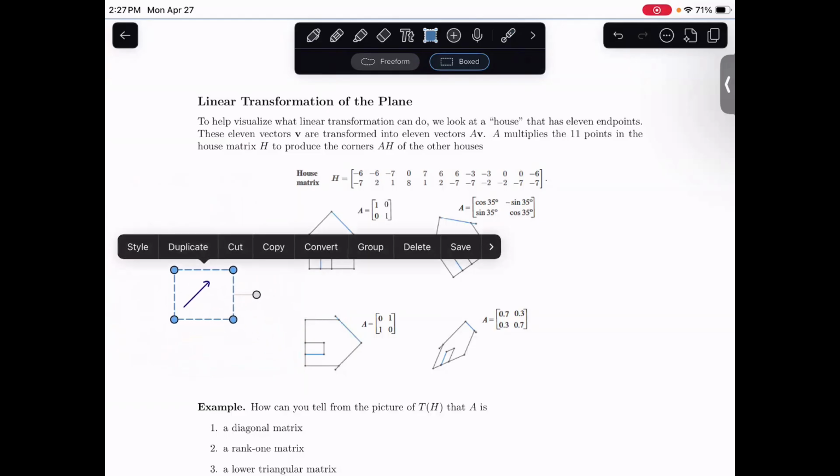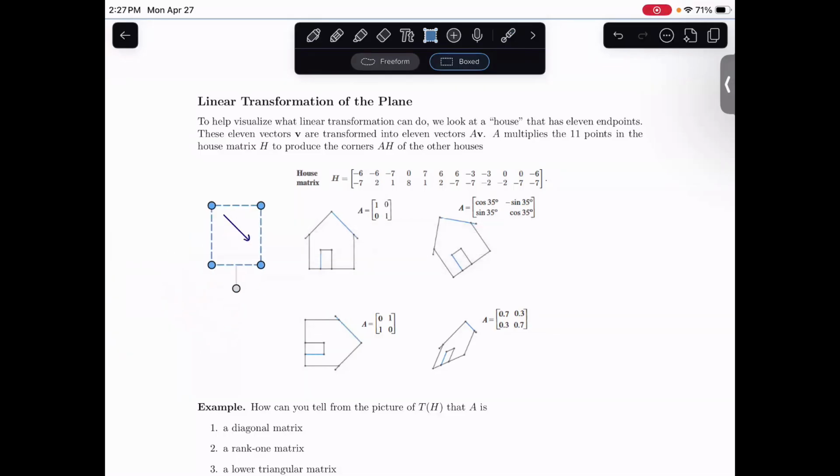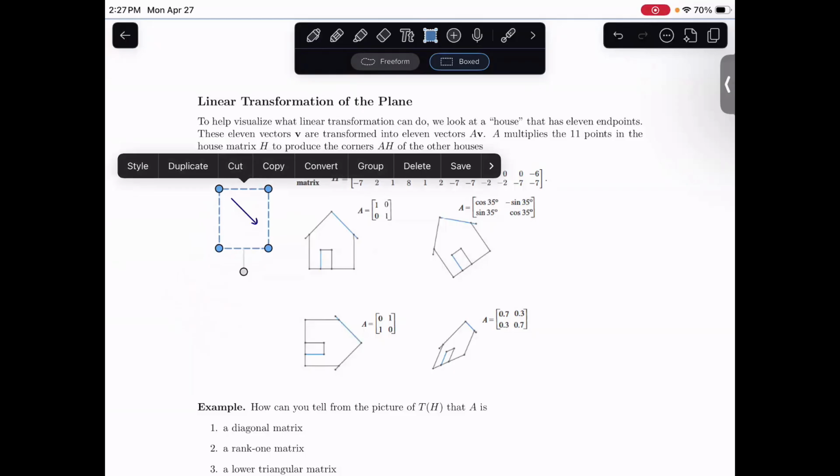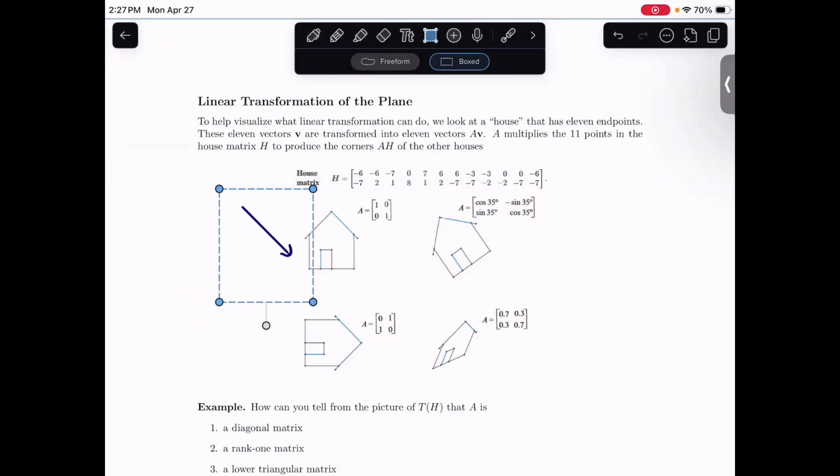If I shrink it, that's another sort of linear transformation. Then you can rotate it, skew it, whatever you want. I'm just doing linear transformations. So that's all encoded within the tablet.